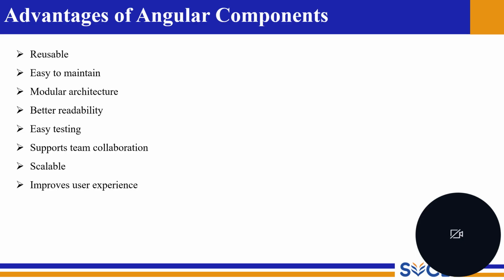The final one is reusable UI. The reusable UI can be used in different modules. For example, a button component or loader component can be used throughout the application.